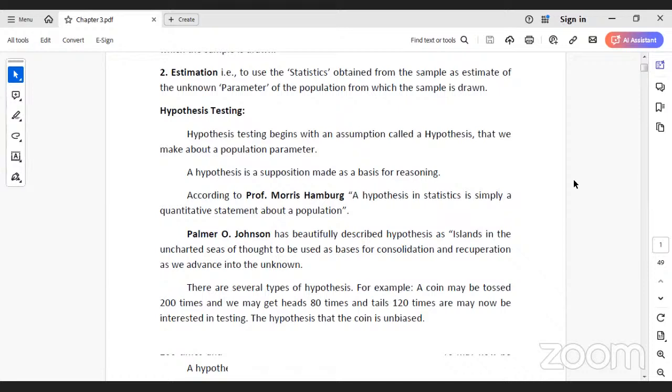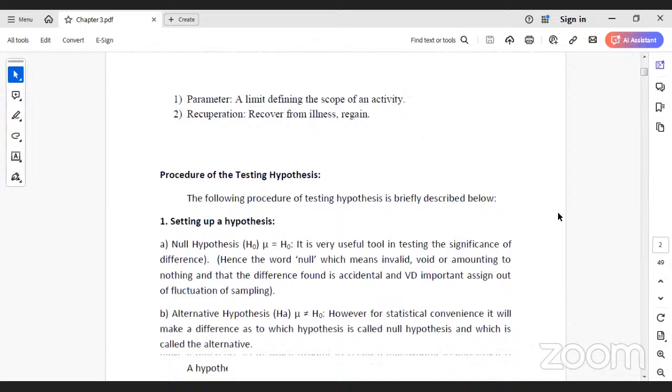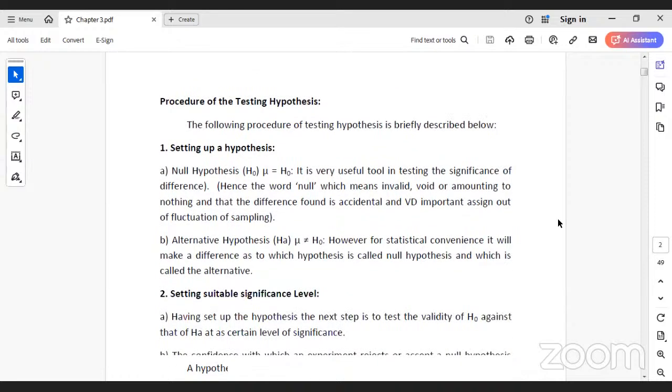And there are several types of hypotheses. For example, a coin is tossed 200 times and we may get heads 80 times and tails 120 times, and we may be interested in testing the hypothesis that the coin is unbiased. Here, parameter means a limit defining the scope of an activity, and recuperation means recovery from illness and regaining. So you observe the procedure of testing hypothesis.